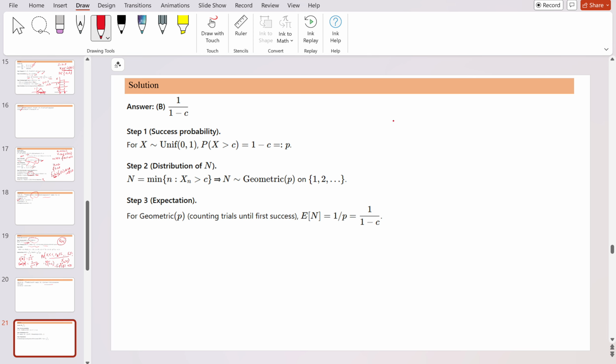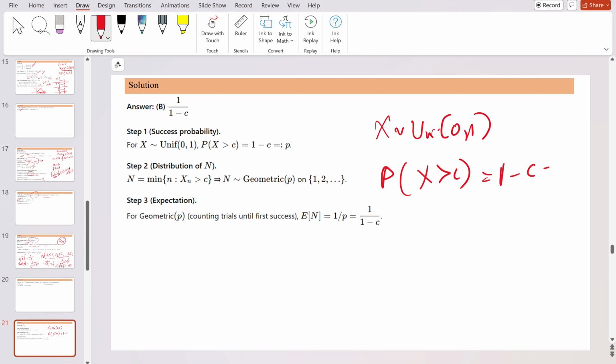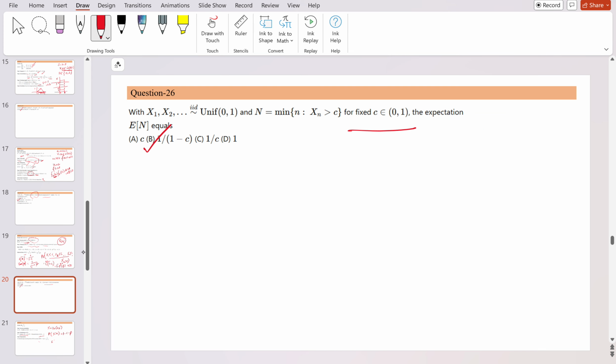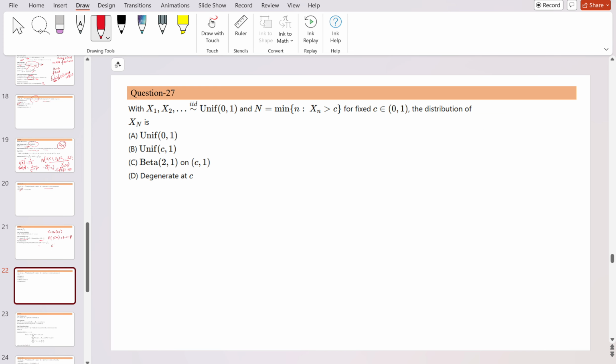So when you see that X is uniformly distributed on 0 to 1, and it is asking the probability of X greater than c, that is simply equal to 1 minus c, or equal to p. N is the minimum n such that Xn is greater than c, so simply it is a geometric distribution with parameter p. We have already seen that the expectation of N will be 1 upon p, which is 1 minus c, so it will be equal to 1 upon 1 minus c. That is simply option b. Let's move forward and try to solve this problem.